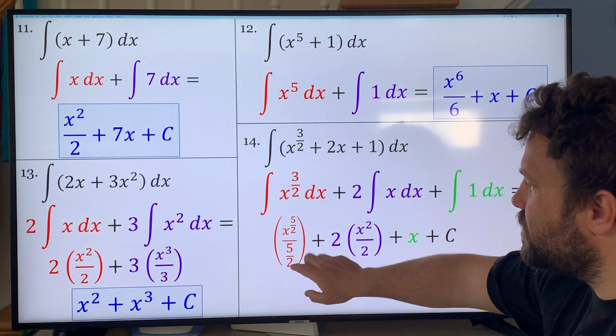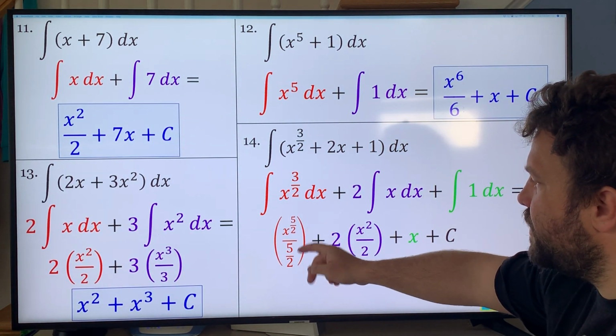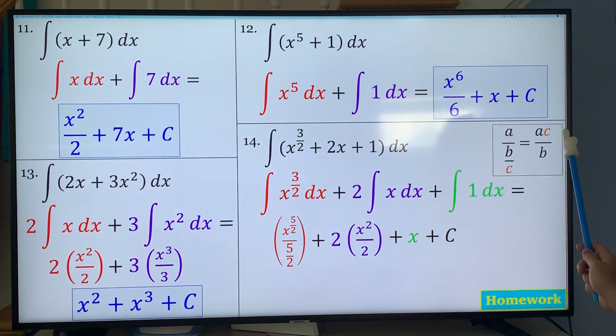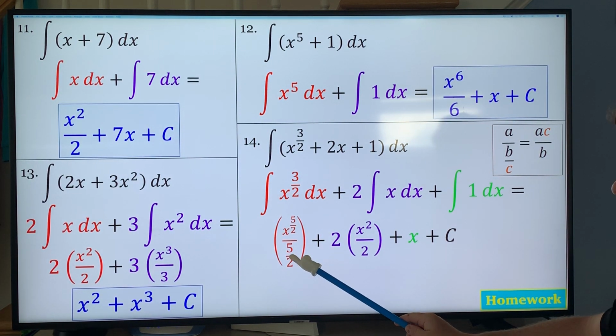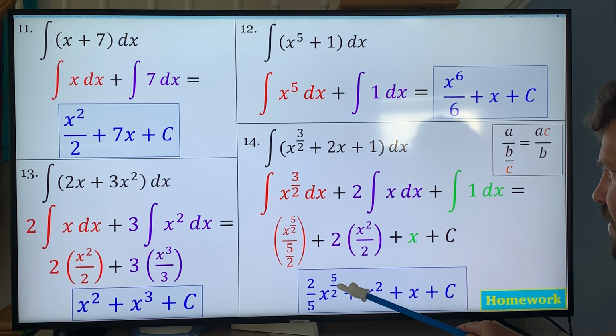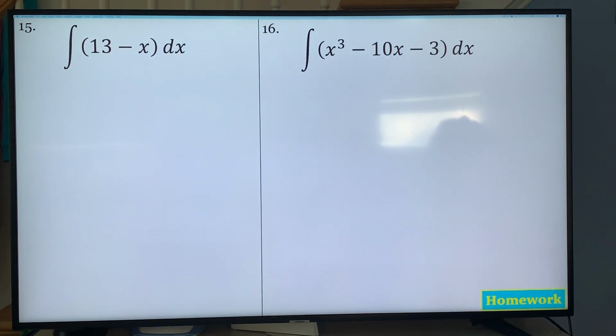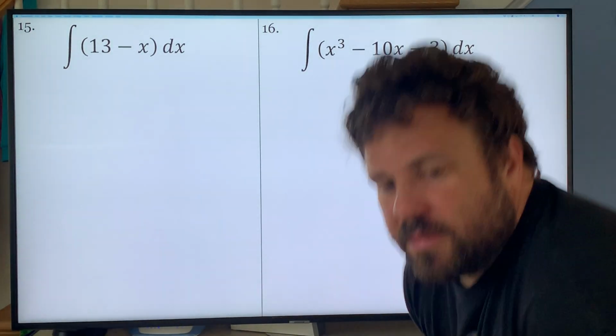Remember the reciprocal? You're multiplying this by 2/5, so the 2 jumps to the top. There you go, a over b over c equals ac over b. So this becomes 2/5 times x to the 5 halves. 2 divided by 2 is just x squared plus x plus c. And that's it. Easy peasy. I want you guys to try problems 15 and 16.